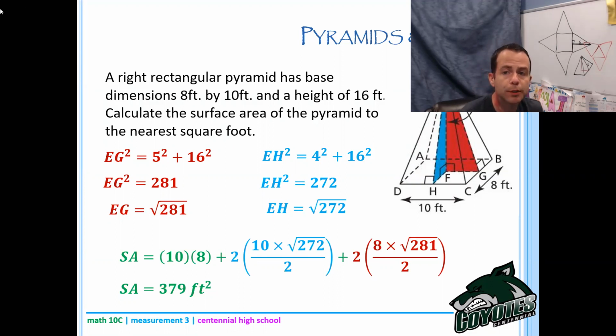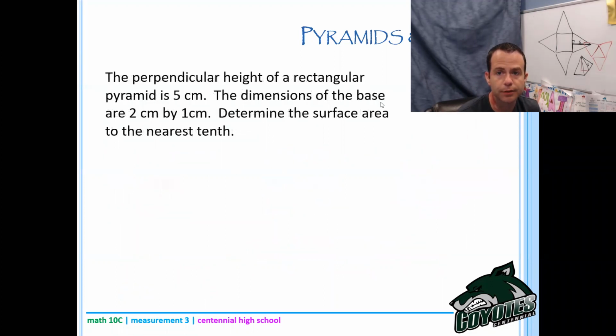Okay, so why don't we try another question like this, just to make sure we're comfortable with everything. So this time, I'm telling you the height is 5 centimeters. The dimensions of the base are 2 centimeters by 1 centimeter. And I want you to determine the surface area. It's the same question that I just asked you, except that there's different numbers. And I didn't give you a picture. So I might draw a picture out first, just to help yourself as you're doing it. So what I want you to do is pause me and then come back and see my answer, and we can compare answers together, okay?